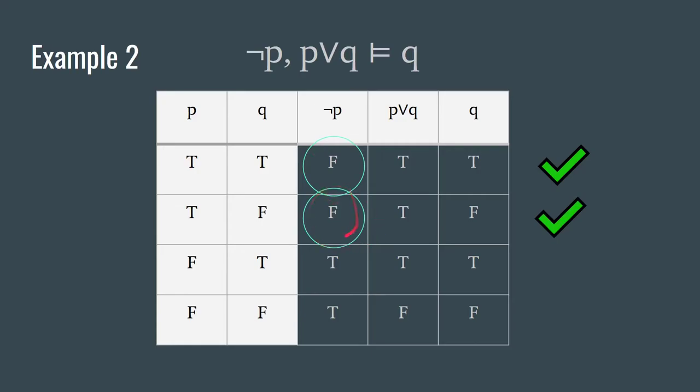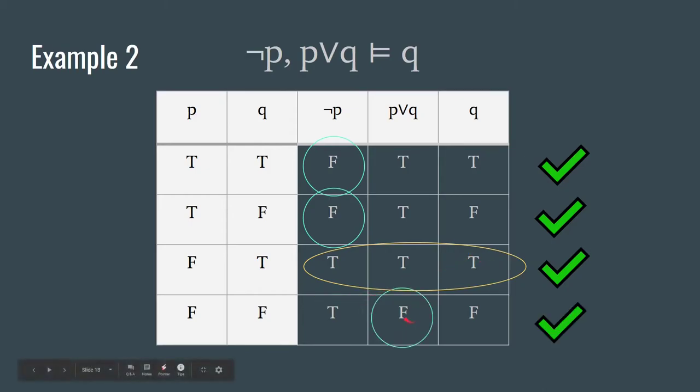Second row has a false premise, so we're good to go. Third row has all true premises, so we need to check the conclusion. It's true, so everything passes the test so far. And here we have another false premise, so it doesn't matter what the conclusion is. All the rows check out, so this argument form is valid.